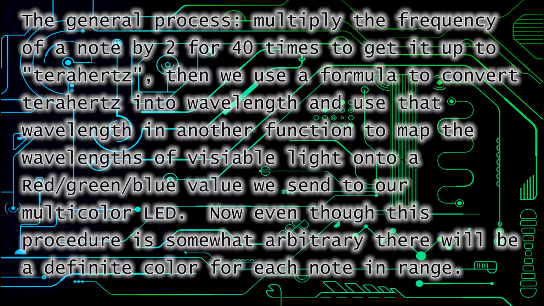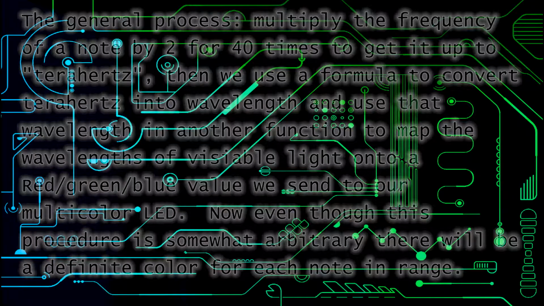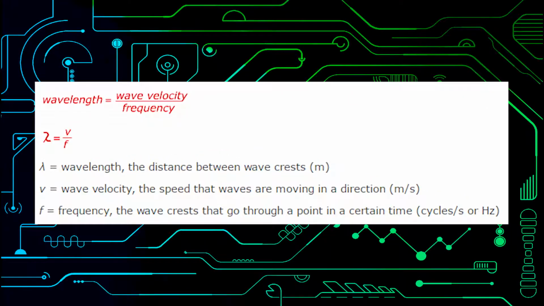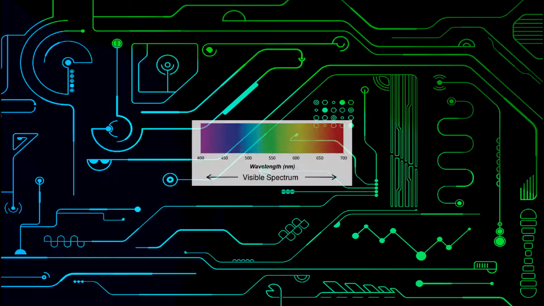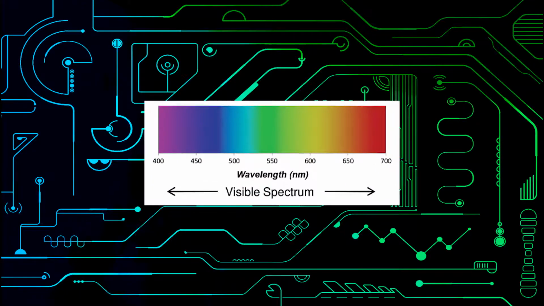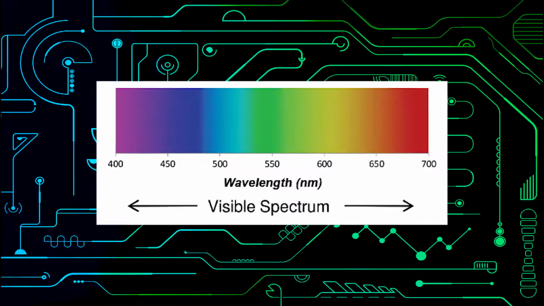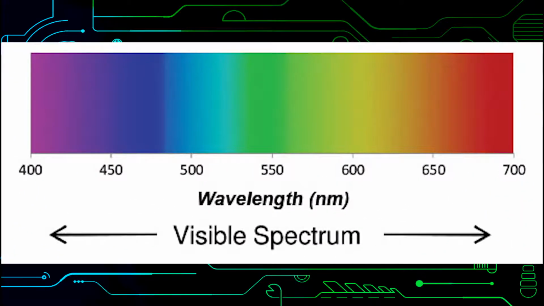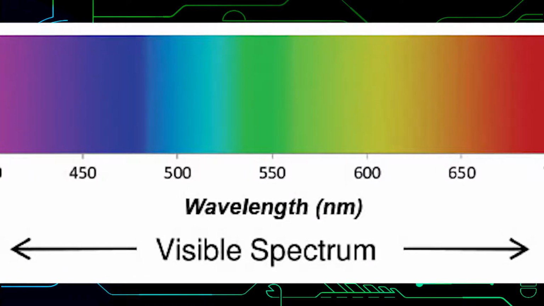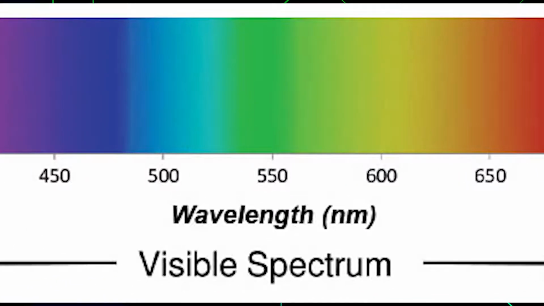We multiply the frequency of a note by 2 forty times to get it up into terahertz territory. Then we use a formula to convert terahertz into wavelength, and then use that wavelength in another function to map the wavelengths of visible light onto a red, green, blue value that we will send to our multicolor LED. Now, even though this procedure is somewhat arbitrary, there will be a definite color for each note in range.